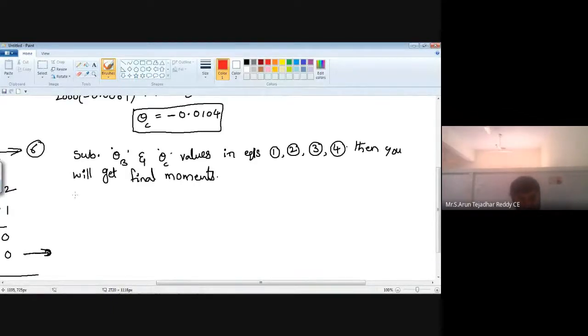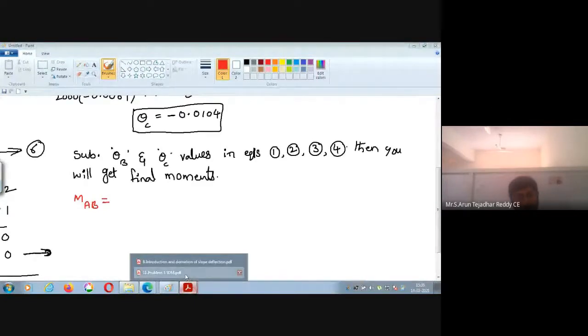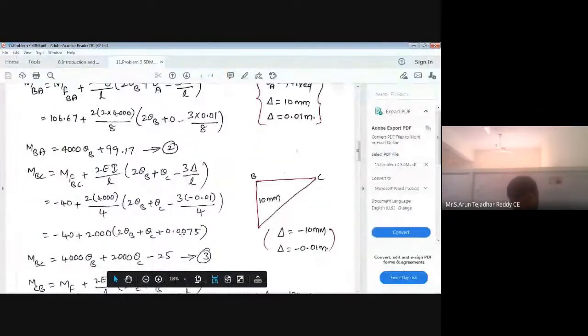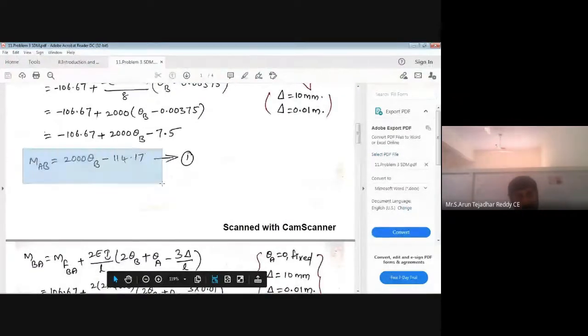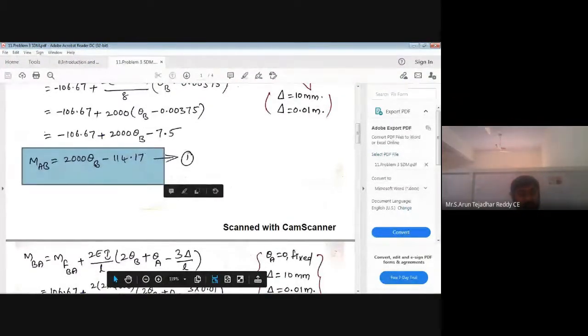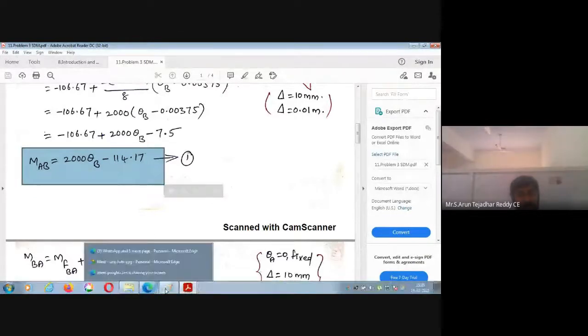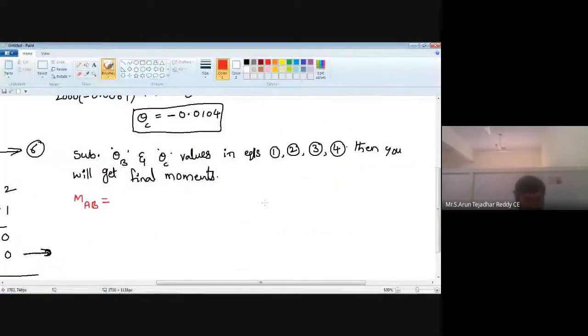That is, what is equation number 1? MAB is equal to... once I'll see the equation number 1 here. Yes, this is our equation number 1. 2000 theta B minus 114.17.